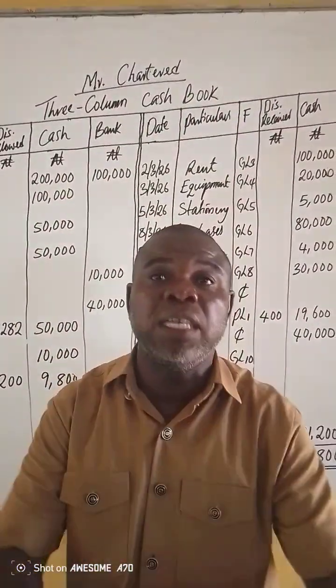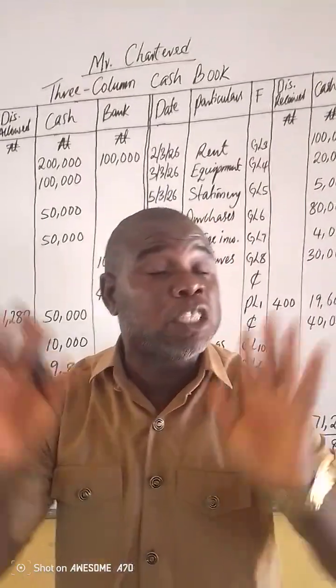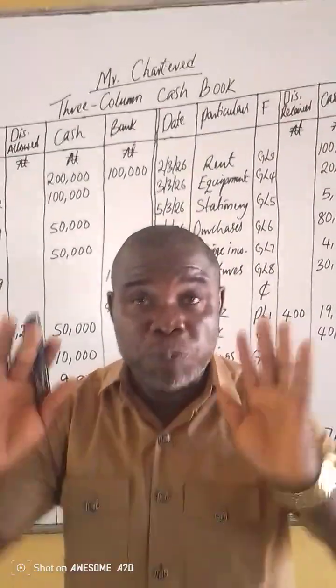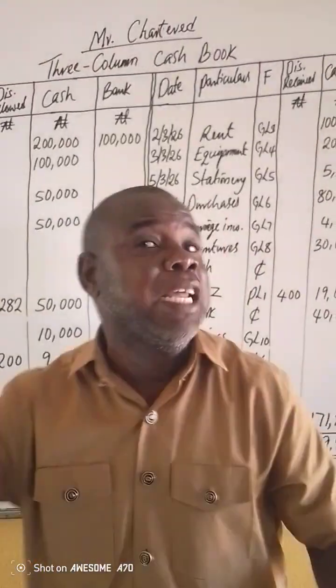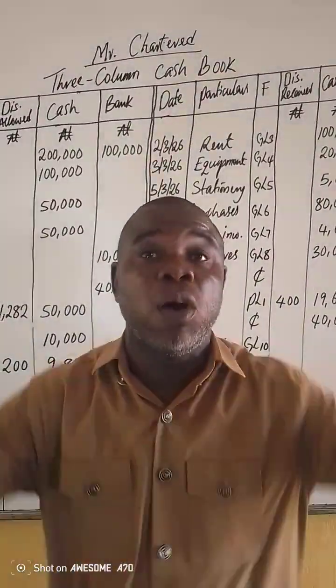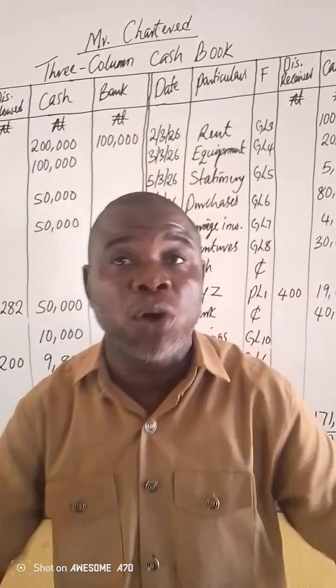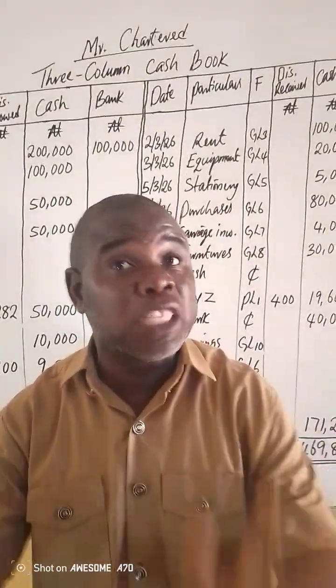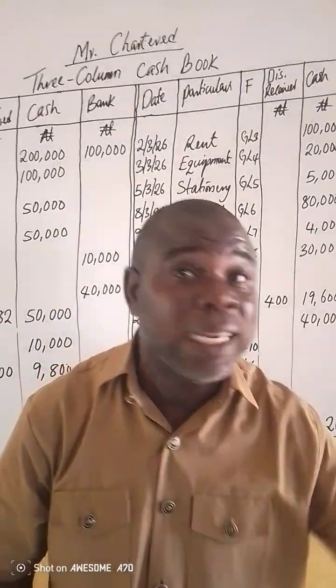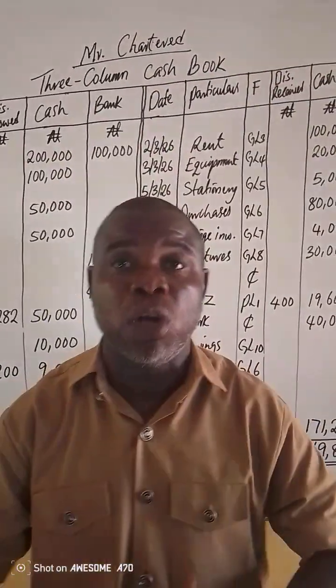Like cash, there's nothing like cash overdraft. You can only spend what you have. So in respect of cash, the credit side of the cash account can never be more than the debit side. There is no situation like that. You can only spend what you have. It can be equal, but the credit side of cash can never be more than the debit side. But in respect of bank, the credit side can be more than the debit side because of the issue of bank overdraft.